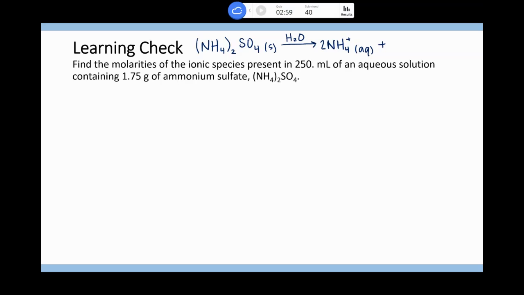And then we have our sulfate anion. Again, that's on our list of polyatomic ions. And we have just 1 sulfate ion for every ammonium sulfate compound.